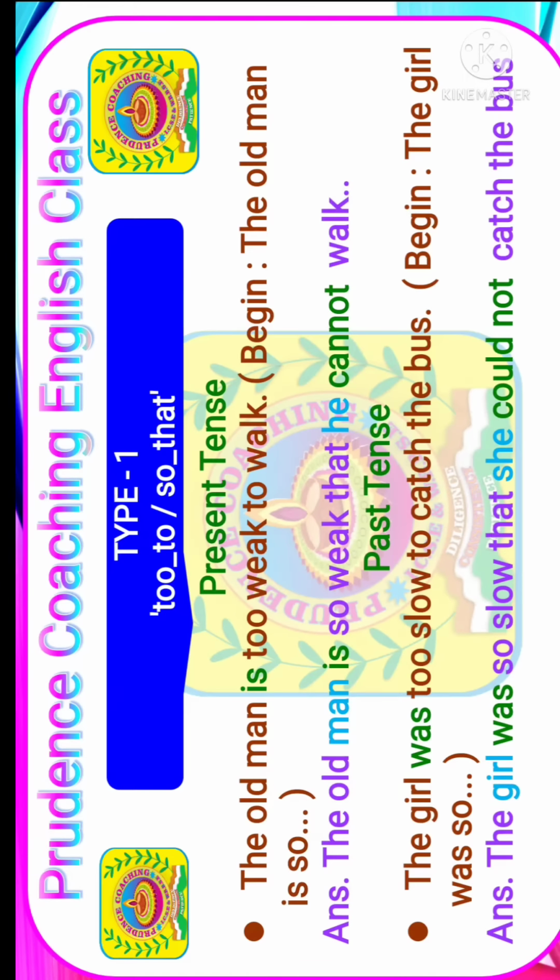Now if the tense was a past one, that is "was" is given here, then the pattern would be the same. The only change we need to make is that instead of using "cannot", we will use "could not", as the past tense of "can" is "could". So we will use here "could not". The sentence is: The girl was too slow to catch the bus. It will be written as: The girl was so slow that she could not catch the bus.